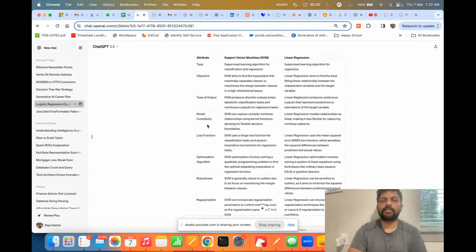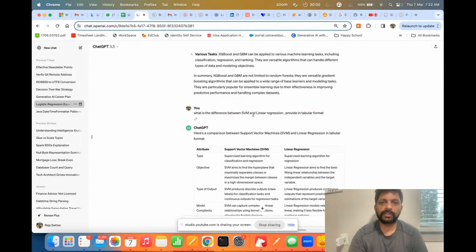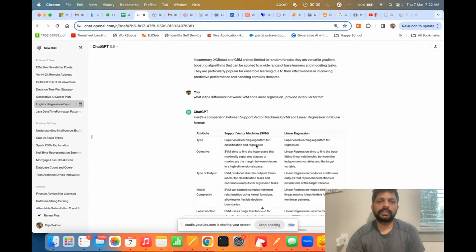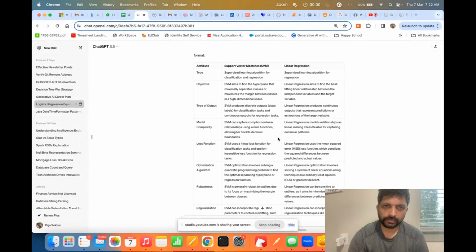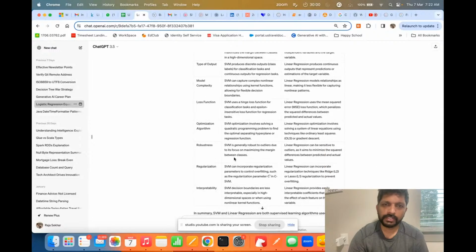I was reading. I asked ChatGPT what is the difference between SVM and linear regression. The initial point is that SVM majorly focuses on classification and regression capabilities, whereas linear regression is only regression. I should have asked the question as linear regression and logistic regression, but it's okay. On robustness, it says SVM is generally robust to outliers due to its focus on maximizing the margin between classes, whereas linear regression can be sensitive to outliers as it aims to minimize the squared difference between the predictions.